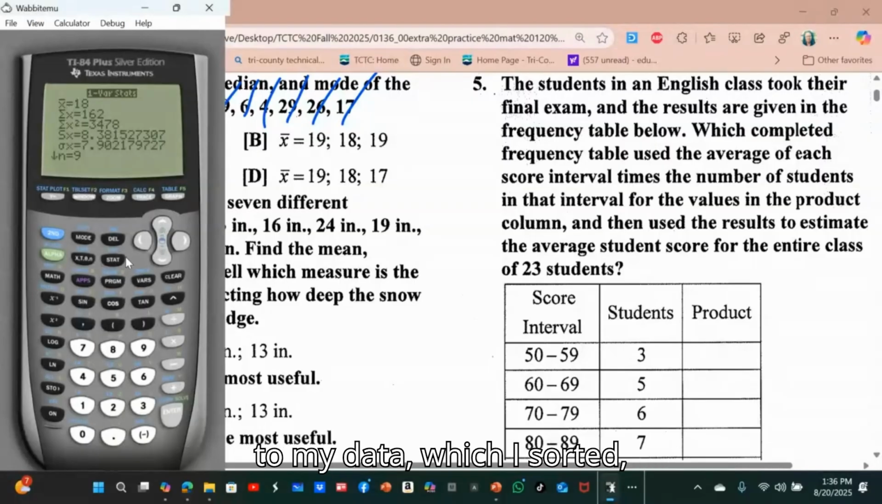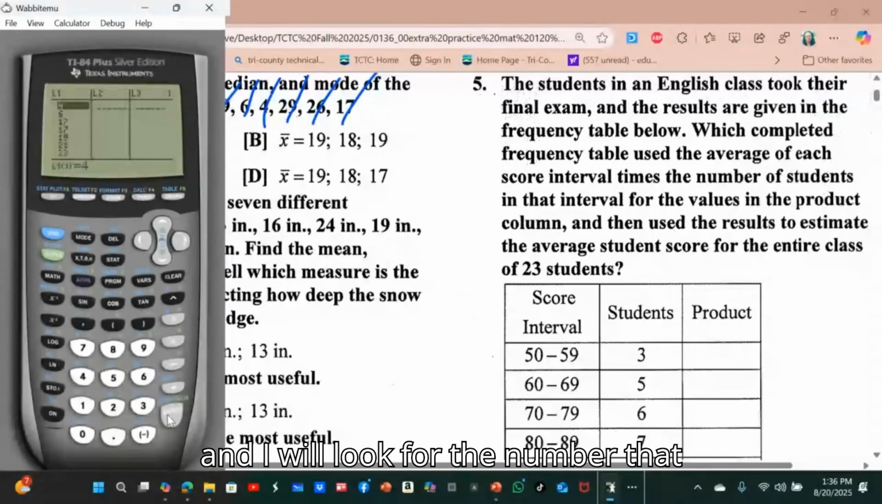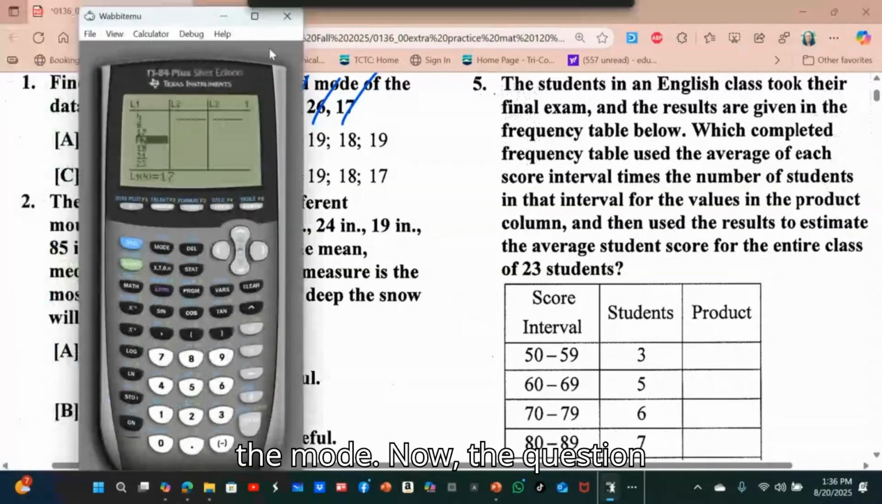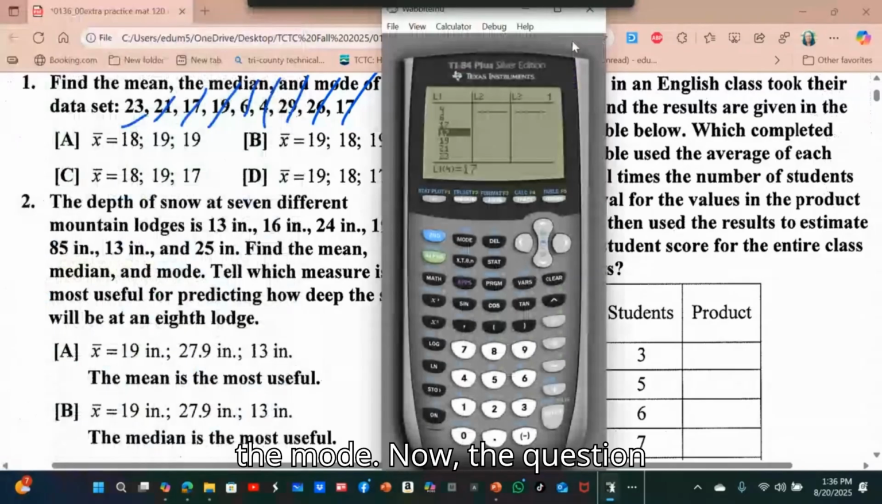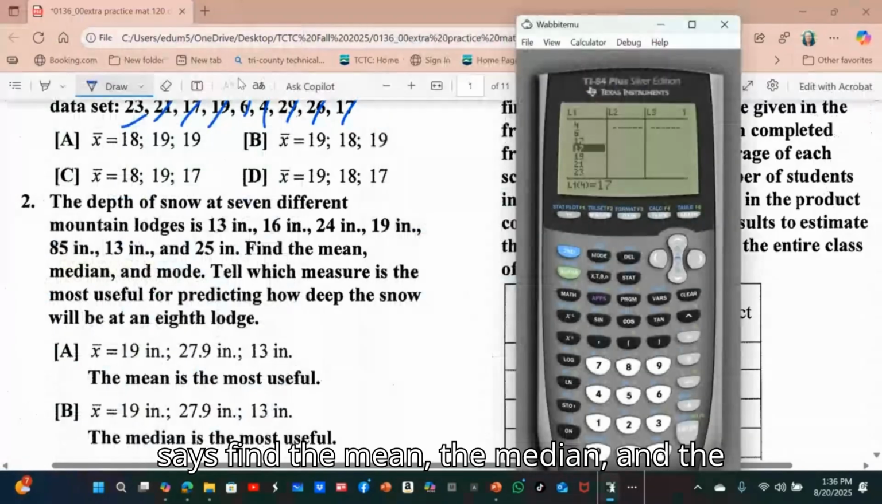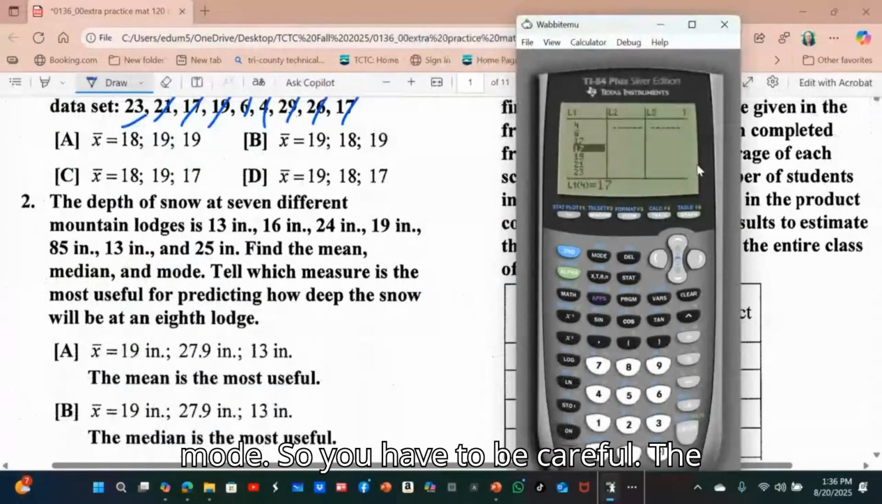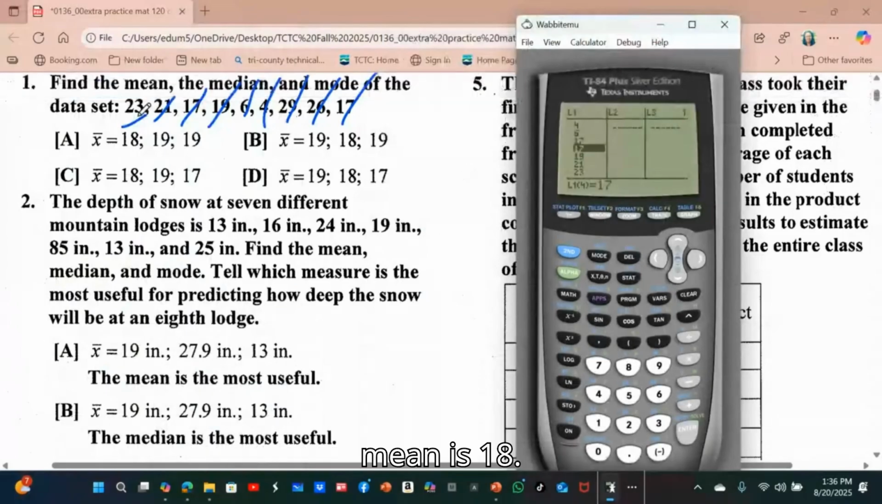So I can go back to my data, which I sorted, and look for the number that repeated most. Which number repeated most? It's 17. No other number repeated, I guess. So 17 is the mode. Now, the question says find the mean, the median, and the mode. So you have to be careful. The mean is 18.